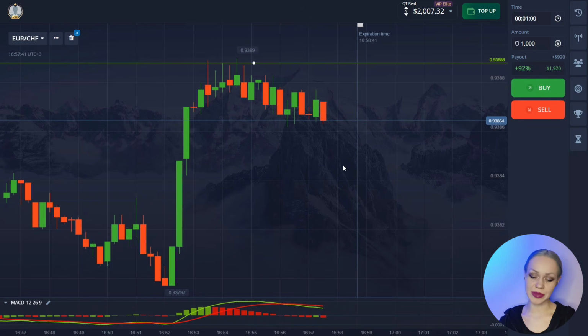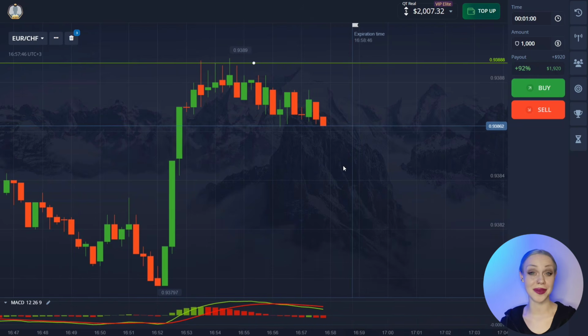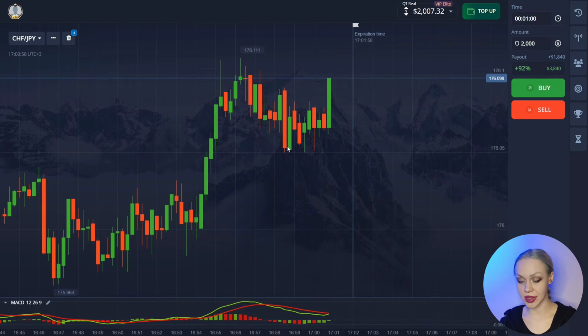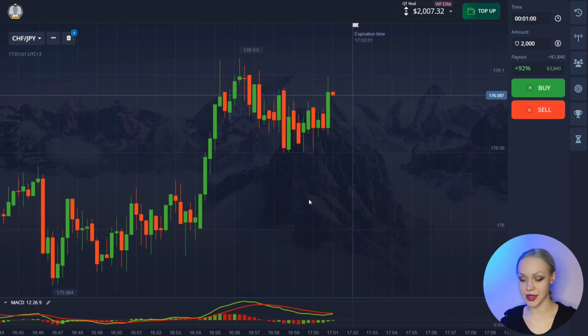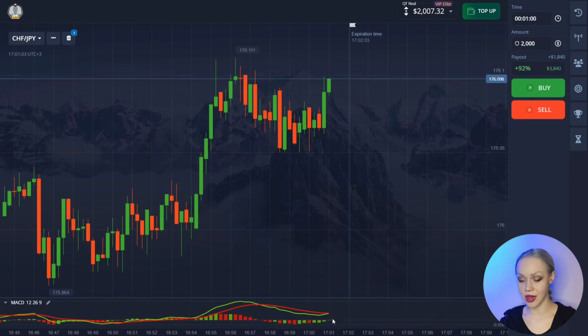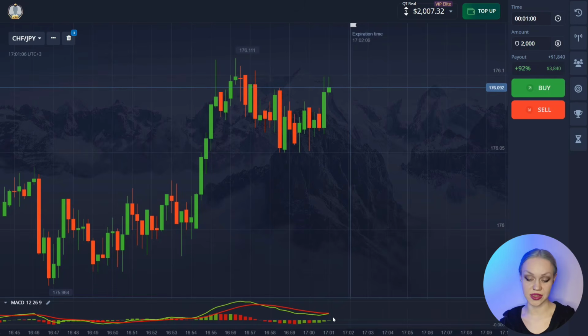So I think that a couple more working cases will be quite enough for us for today. So let's continue and find them. Here we have an uptrend and an impulse green candle is forming on the chart. Also, a green histogram is formed on the indicator and the moving averages intersect.